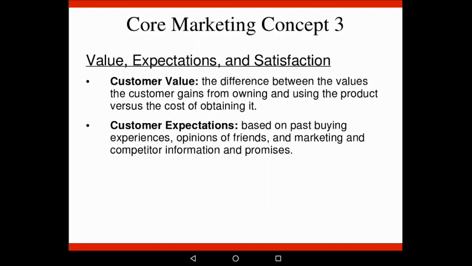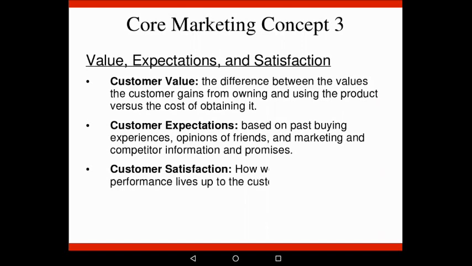And let me just go back to customer value and say that it's the difference between what the customer gains and what the customer gives out. Very simple. It's the difference between that. In order to get a product, a customer must pay money. They often must drive somewhere to the mall to get it. It takes time, energy, and money. Those are all the costs involved for the benefits that they're going to receive. And the difference between the two is known as customer value.